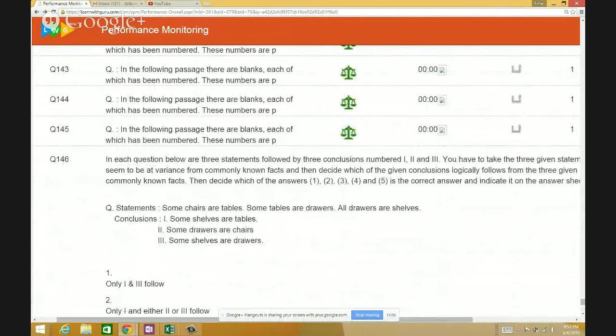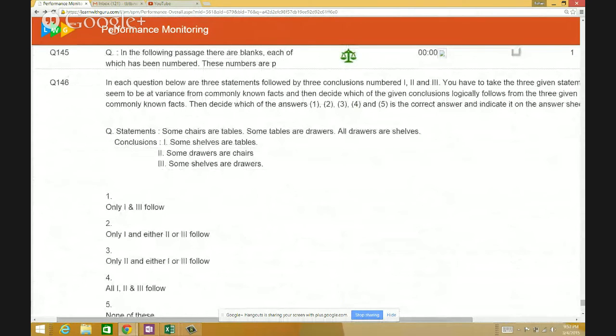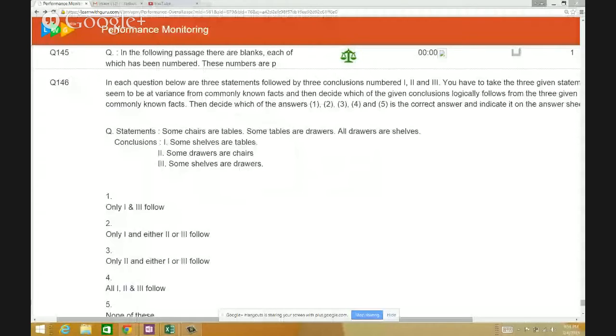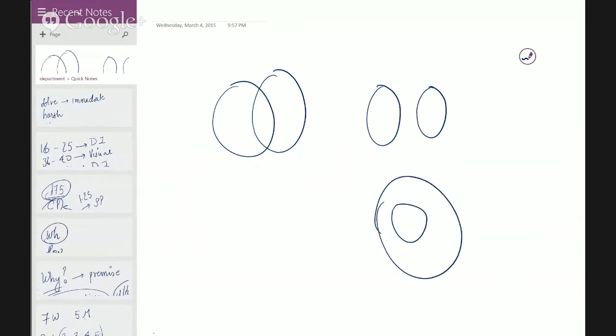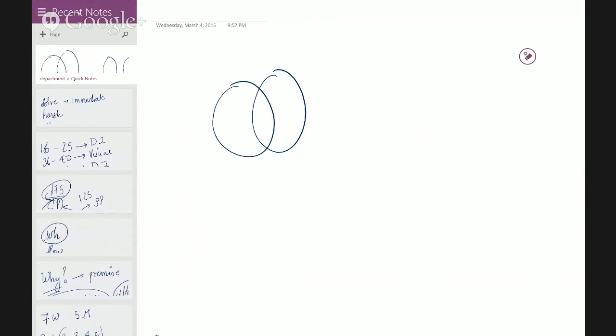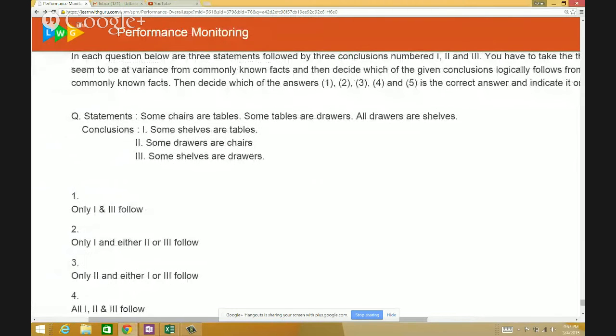There's a little serious problem in my groups and everywhere, so let's talk syllogisms for a while. Some chairs are tables, some tables are drawers. Keep in mind there are three diagrams: one is some, this is no, and this is all. That's it. Some not is the same as this, by the way. So don't just go into negating it. You don't have time for this. The ideal time taken for this kind of question should be around 30 seconds, not more than that.